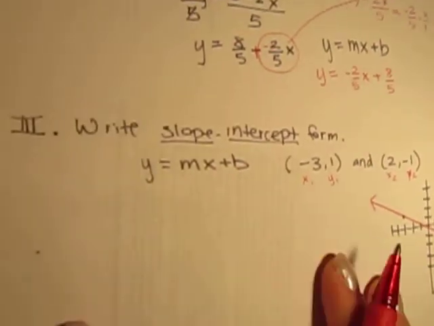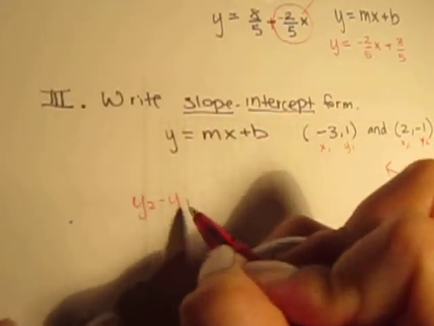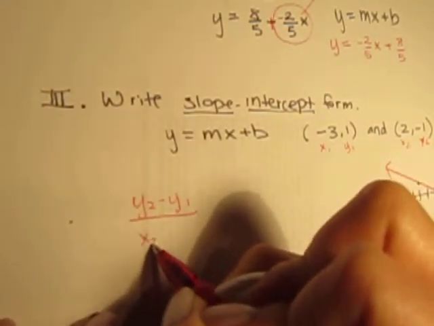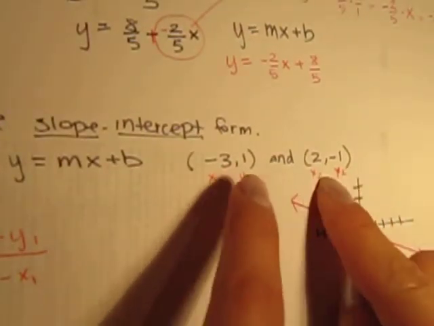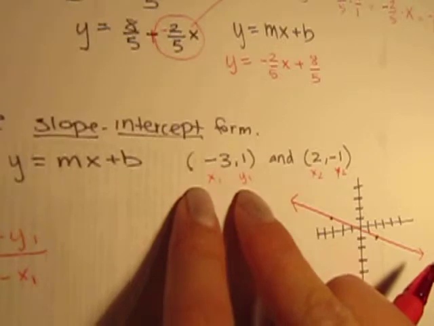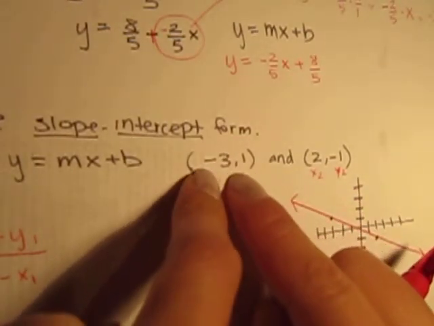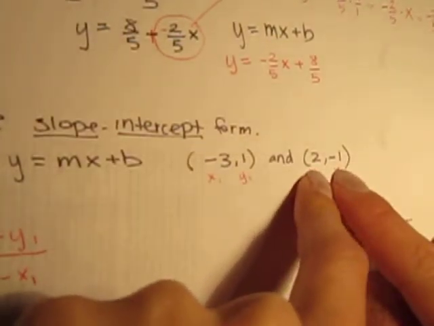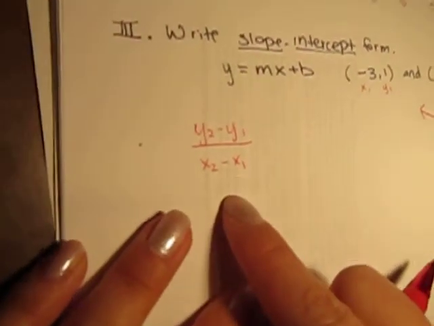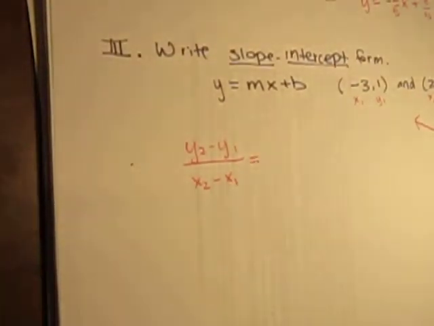You're going to use the slope formula of y2 minus y1 over x2 minus x1. And again, I just picked randomly which ones I'm calling x1, y1, and which one I'm calling x2, y2. I could have totally called this x2, y2, and this x1, y1, and even if you plugged it into this formula that way, you're going to get the same slope.